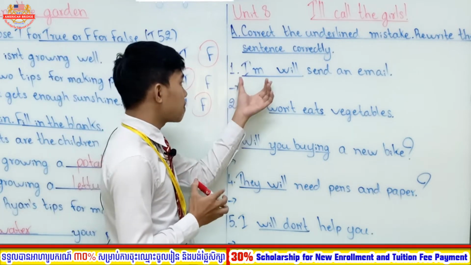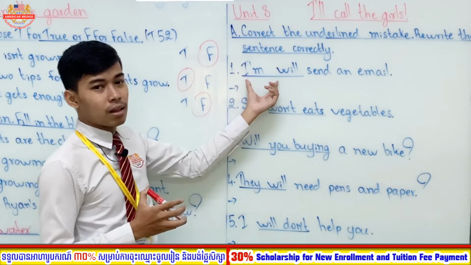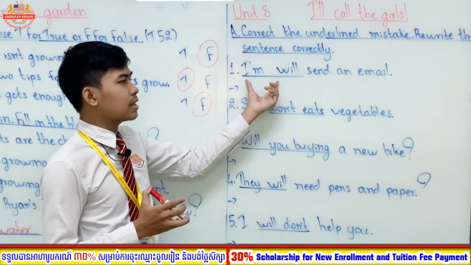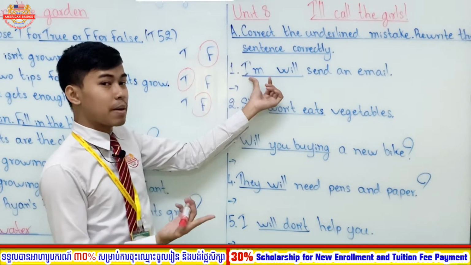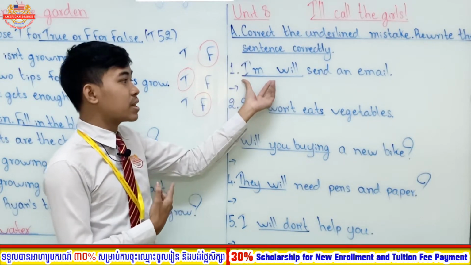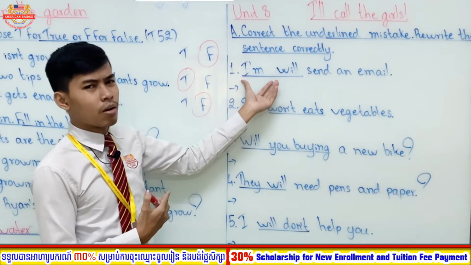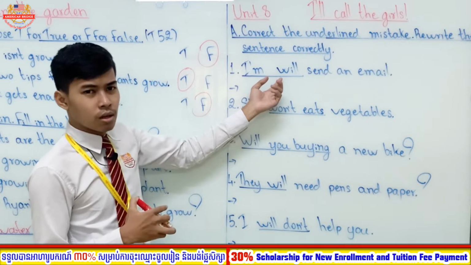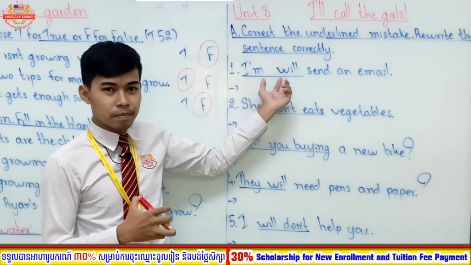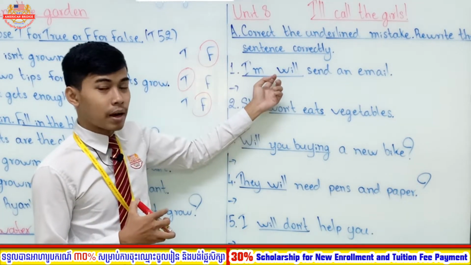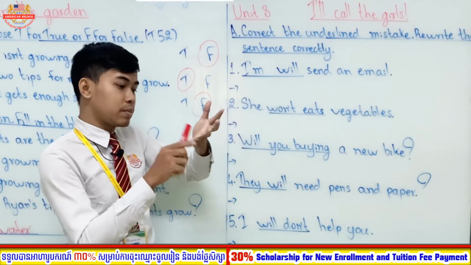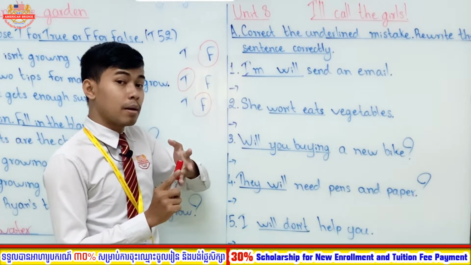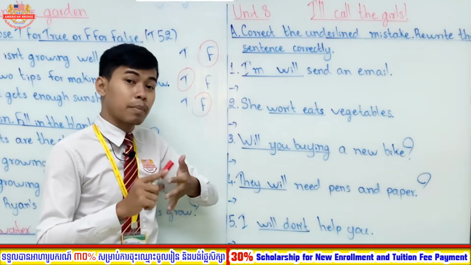Let's go to number 1. I will send an email. Am here is I am, right? It means I am will send an email. It is incorrect, right? So how can you change it? Is this a negative form or a positive form? This is a positive form, right? And remember the form: subject plus will, plus infinitive verb, plus object, plus full stop.